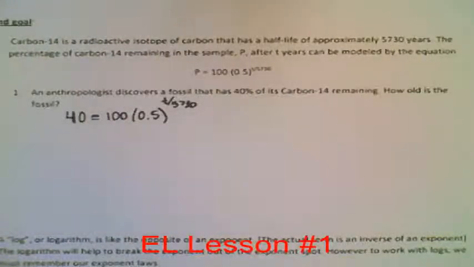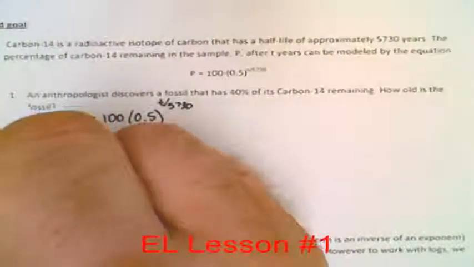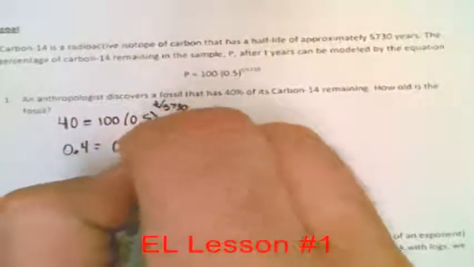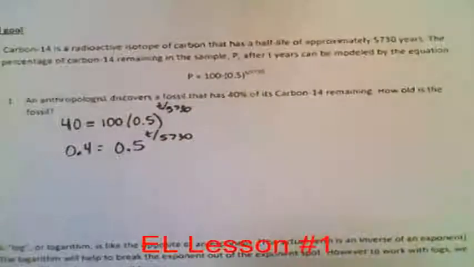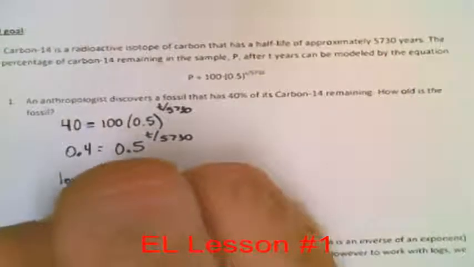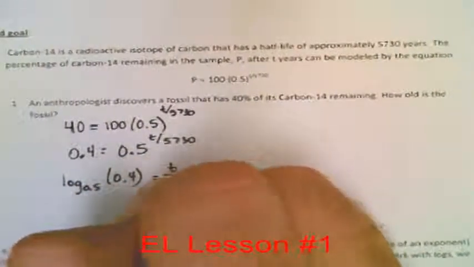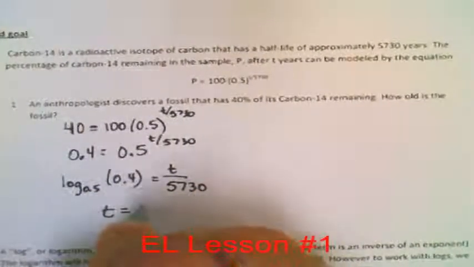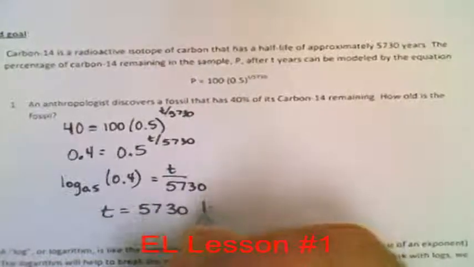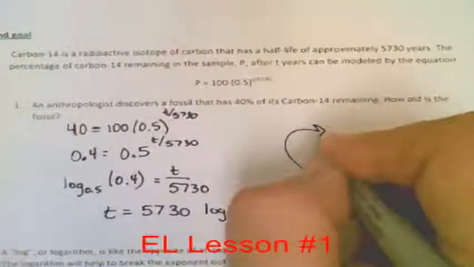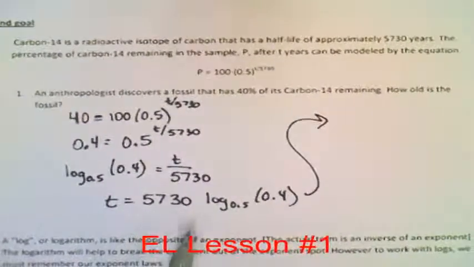Okay, now this is an application, this is an exponential function, or an exponential equation. You've got to solve for this. There's a whole variety of ways to do it. What I'm going to do is divide by 100. So I'm going to get 0.4 equals 0.5 to the power of t over 5,730. Now from there I can do a log. So that's going to be the log base 0.5 of 0.4 that equals t over 5,730. So I can multiply the 5,730 up, and I'll get t equals 5,730 times the log base 0.5 of 0.4. And from there I can figure it out.